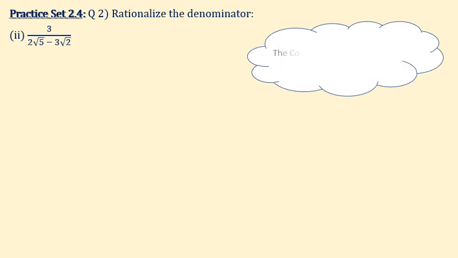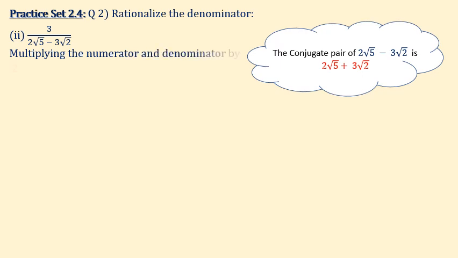So the conjugate pair of 2 root 5 minus 3 root 2 is 2 root 5 plus 3 root 2. So we multiply the numerator as well as denominator with the conjugate pair, that is 2 root 5 plus 3 root 2.